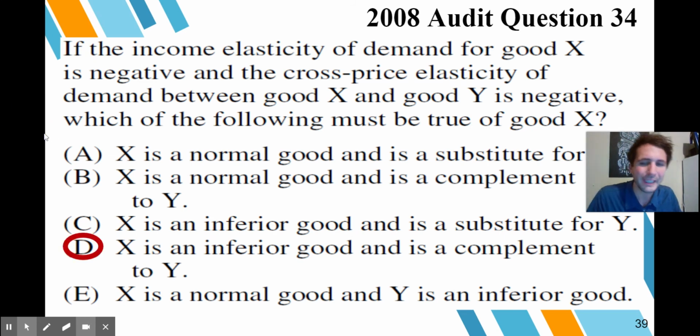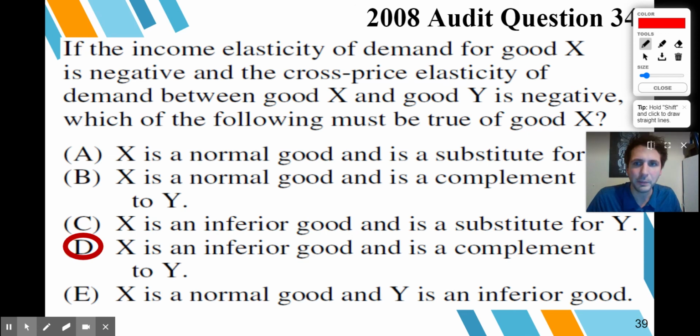The correct answer is D. X is an inferior good and is a complement to Y. How do I know this? Well, I know that income elasticity tells me if it's a normal or inferior good, right? It's based on my income. And they said it was negative. We know negative is always inferior. So I know X is an inferior good.